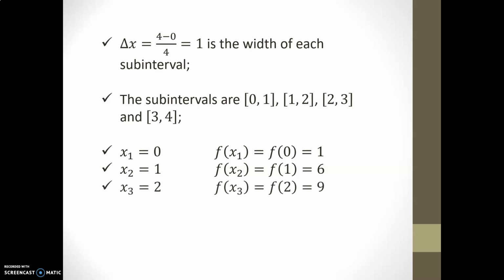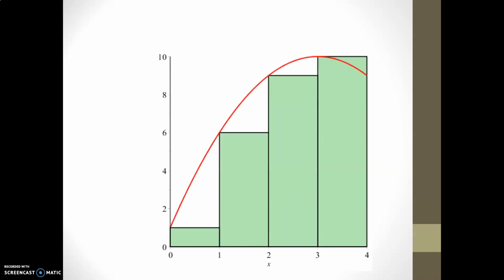The third subinterval's left-hand point is 2, and the function's value is 9. And finally, in the fourth subinterval, 3 is the left-hand bound of the subinterval, and the function's value is 10. So graphically, here's what we've got. We've got our 4 subdivisions, and we calculated the function's values at each left-hand point of the subinterval to act as the height of the rectangles themselves.